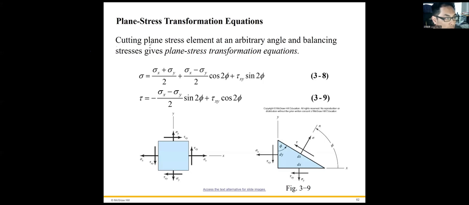Cutting the plane stress element at an arbitrary angle and balancing the stresses gives the plane stress transformation equations. So we can transform from sigma prime and tau prime, as I used previously, to sigma x, sigma y, and tau xy. It's the same thing.